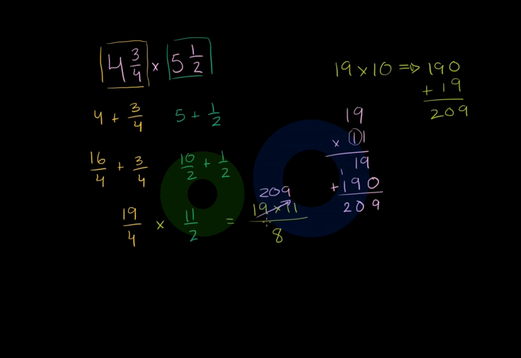And that is the right answer, but we've written it as an improper fraction. Now we can convert it back to a mixed number. So we want to convert 209 over 8 to a mixed number. That's the same thing as 209 divided by 8. So let's just divide 8 into 209.